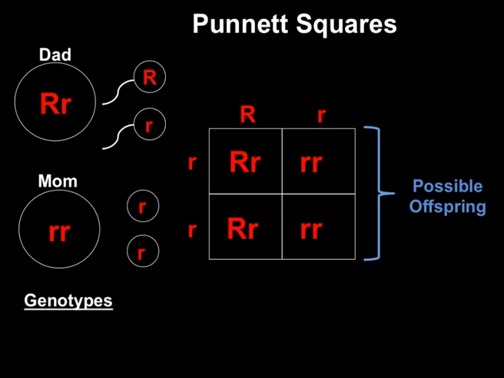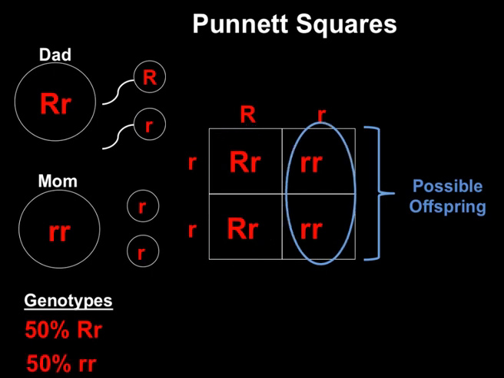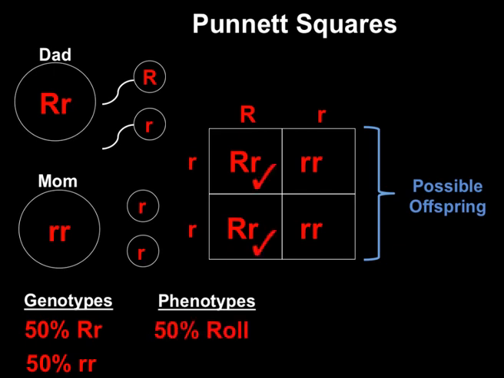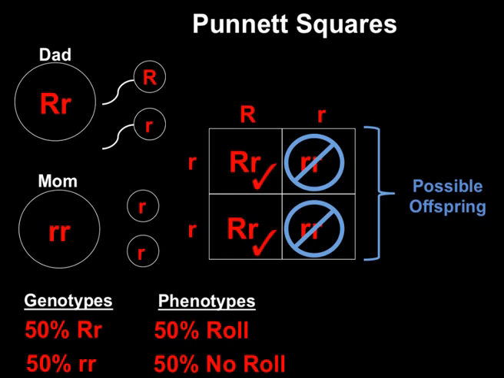So let's look at the different genotypes. I have a 50% chance that I'm going to have a kid that is going to be heterozygous and a 50% chance that they will be homozygous recessive. Now if we look at the phenotypes, that means you have a 50% chance that they can roll their tongue and a 50% chance that they can't. Now that, again, does not mean that if you have 20 kids, 50% of them are going to be able to roll their tongue and 50% can't. You could have 20 kids and they could all roll their tongue. This is just a probability.